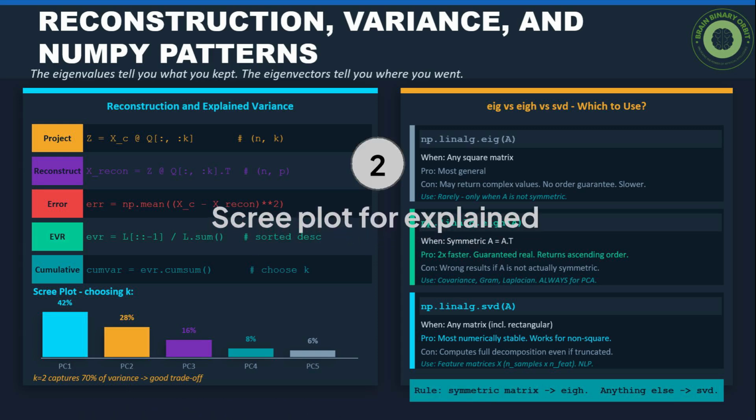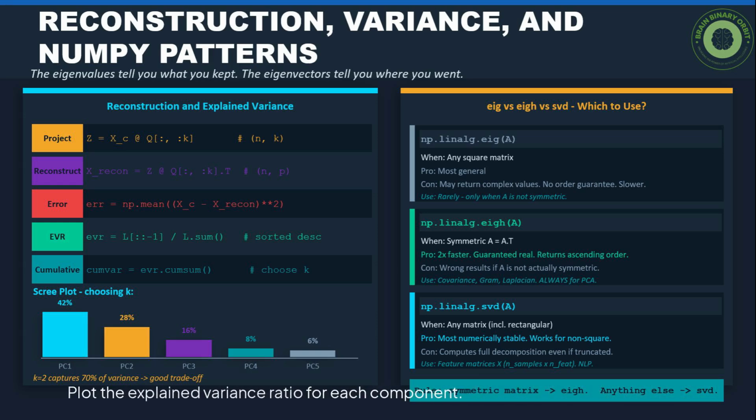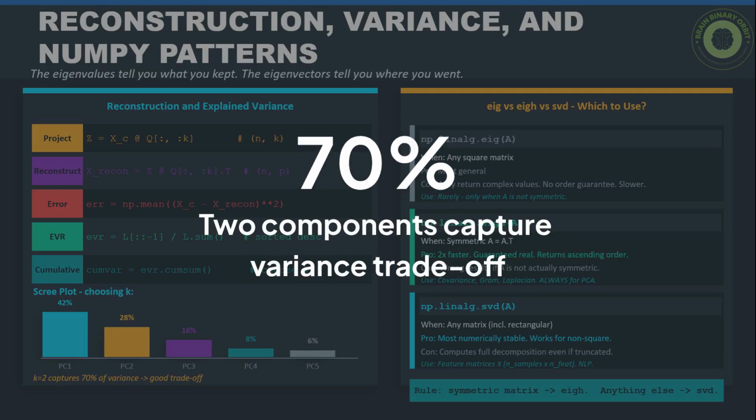Second, scree plot. Plot the explained variance ratio for each component. The elbow where the curve flattens is typically the optimal k. 2 components capturing 70% of variance is usually a good trade-off.